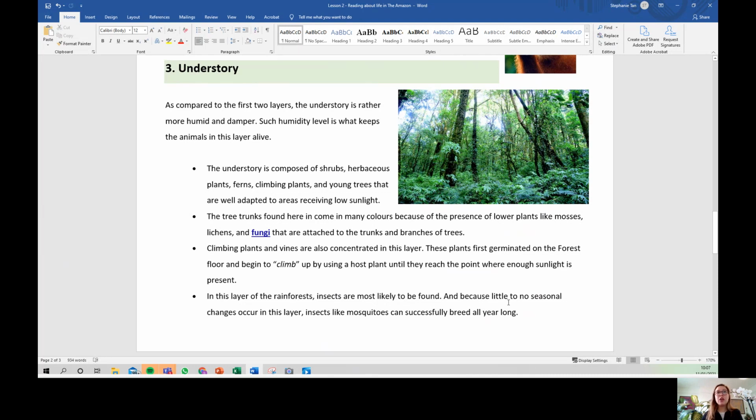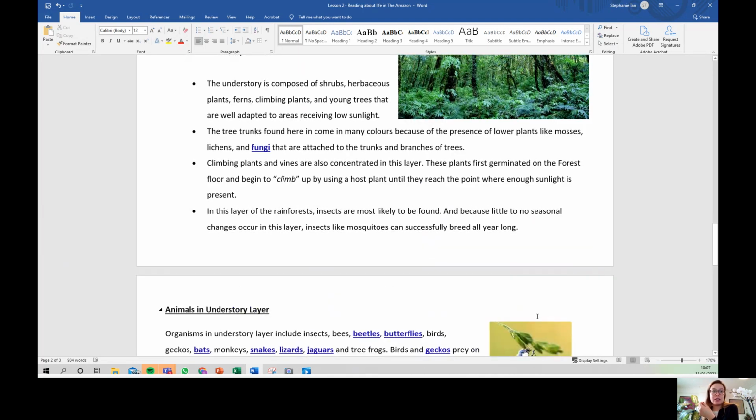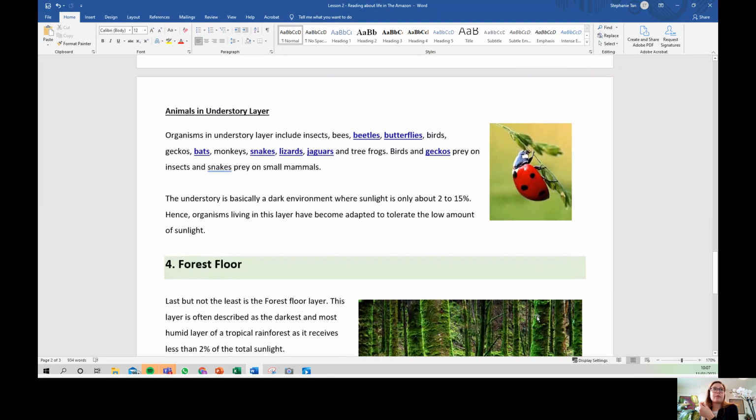And because little to no seasonal changes occur in this layer, insects like mosquitoes can successfully breed all year long. So mosquitoes are an insect that you might have been stung by in the past. You don't have to worry so much about it here, but in some countries, mosquitoes can carry diseases such as malaria. And mosquitoes breed best in hot and moist conditions because they need water.